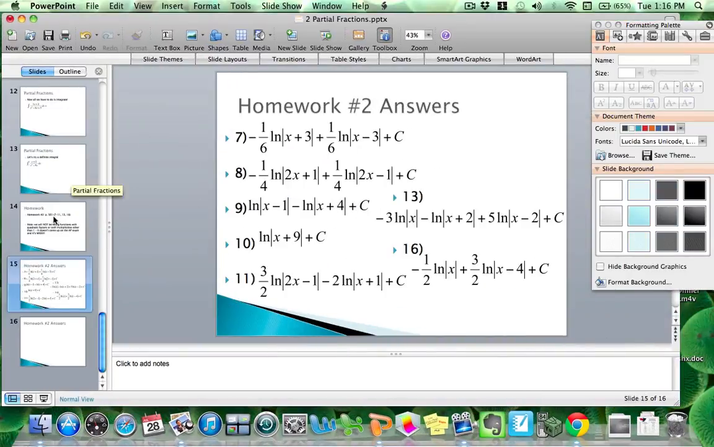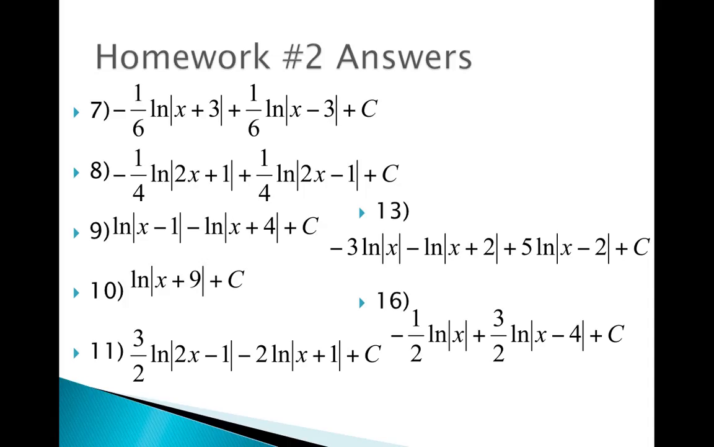Here are the answers to your partial fractions homework. Please pause here and take as much time as you need to answer questions. Okay, I have a feeling, sorry, I'll have you pause in a second.